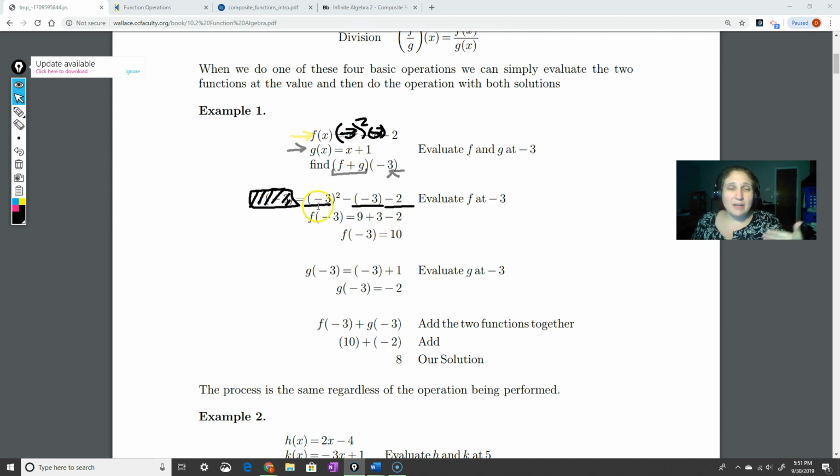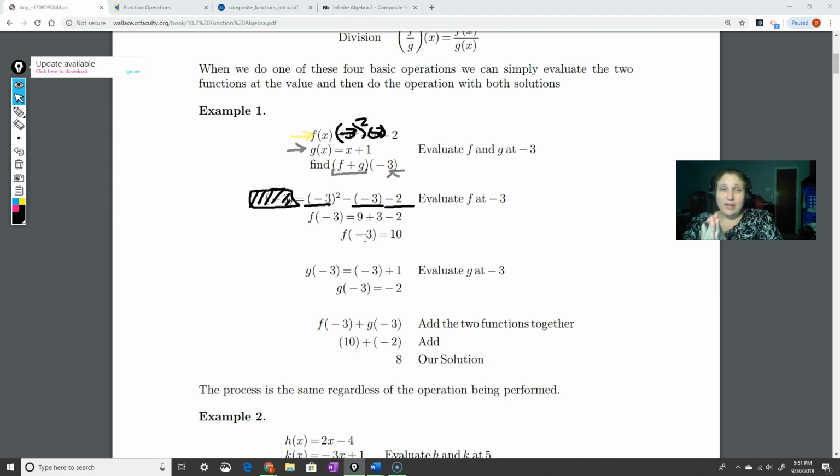So then they just kept solving. -3 times -3 is +9. The opposite of -3 is +3. The -2 just kind of goes down. Again, this whole idea just keeps moving down. 9 plus 3 is 12. 12 minus 2 is 10. So now we have a value. We know that if we evaluate f of -3, we're going to end up getting 10.